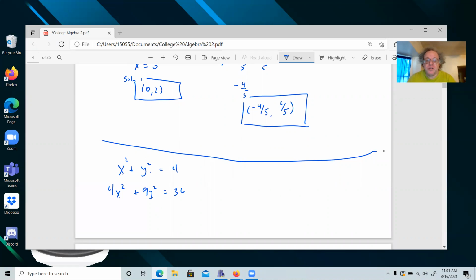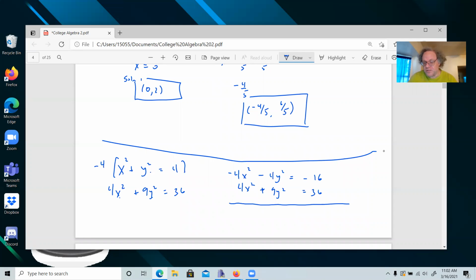So we could do substitution. We could say x squared is equal to 4 minus y squared, plug it in, and go with that. However, since we don't have any cross term, we just have x squareds and y squareds, I could multiply the first equation by -4. We get -4x squared minus 4y squared is equal to -16, and then put it right underneath 4x squared plus 9y squared is equal to 36. Notice now if I add these together, they're going to cancel.